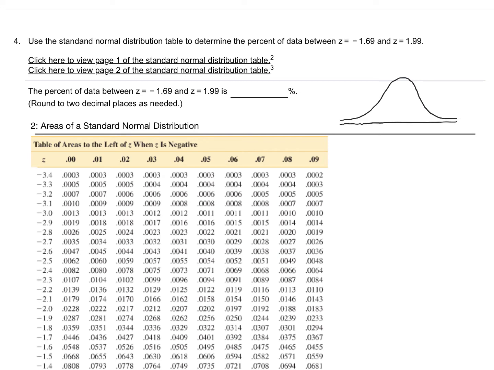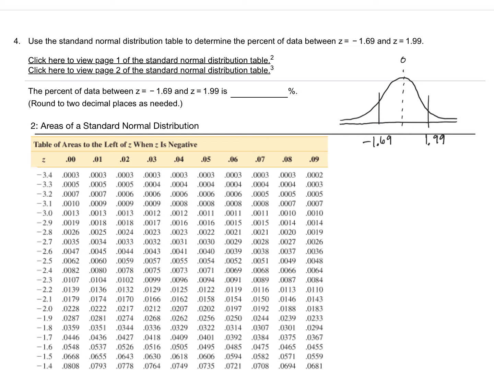Okay, so we have negative 1.69 might be somewhere over here, and 1.99 will be somewhere over here. Remember that 0 is right in the middle, and half of the data lies to the left of 0, and half of the data lies to the right of 0. And so a portion of the data will lie between these two z-scores that they gave us.